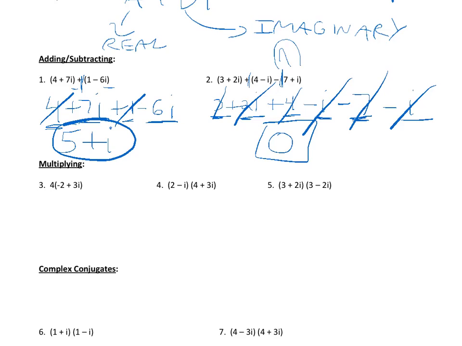So the reason why I wanted to show you 2 is you could add or subtract a whole bunch of complex numbers, and we end up with a real number. We end up with 0. There's no i, all the i's went away. Alright, let's go to multiplying.